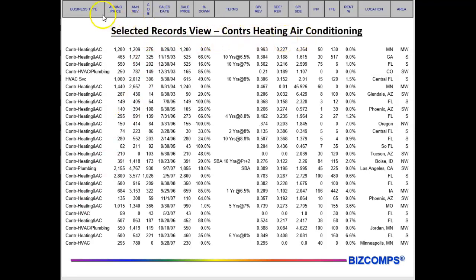And you note across the top here, it starts with the business type, heating and air conditioning, asking price, annual revenues, seller's discretionary earnings, sales date, sale price, percentage down, terms, sale price to revenue, sales price to SDE, and over here your inventory, furniture, fixtures, and equipment, rent, location, etc. So this is a great view. It can tell you in one picture quite a bit about the companies, and you can look at some of these areas for comparison that we mentioned earlier.